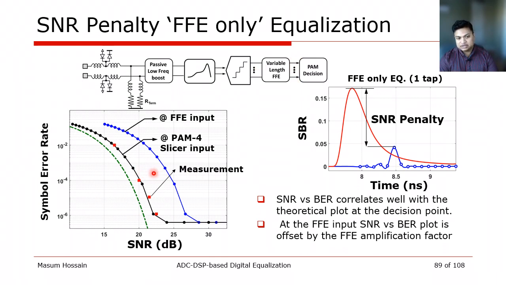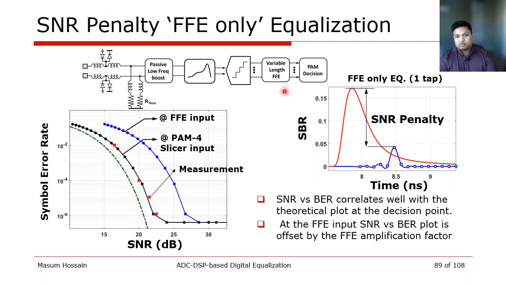shift in this SNR versus BER curve that indicates that the SNR that is required at the input of the FFE is higher compared to the output to achieve the same BER. In other words, FFE is significantly degrading the SNR of the system.